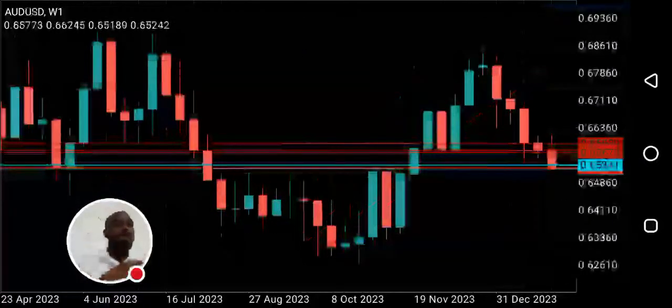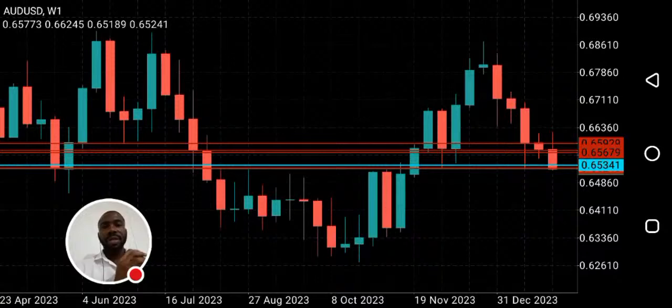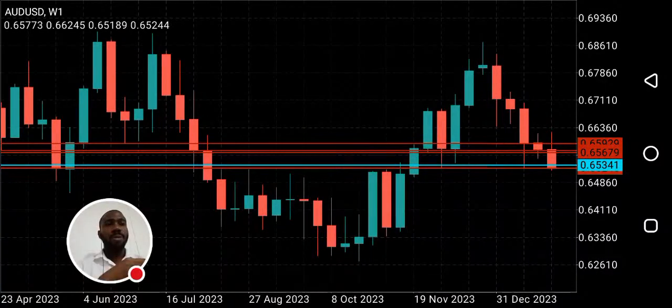Australian dollar USD also is bearish, but entering a sell at the current market price is at a very high risk. Wait for a pullback. I personally, today, would look for a buy opportunity on Australian dollar USD, but there has to be a bullish reversal pattern on the chart. Okay, a bullish reversal pattern must form before I execute a buy trade.